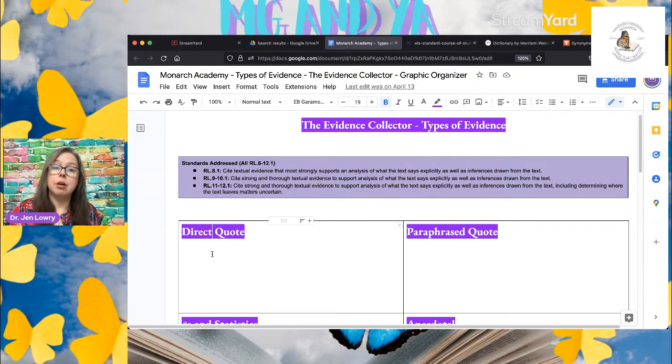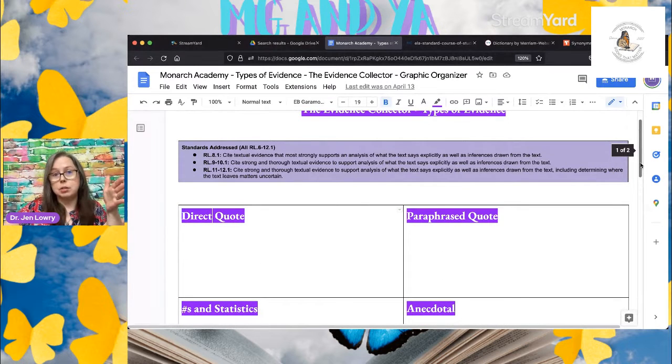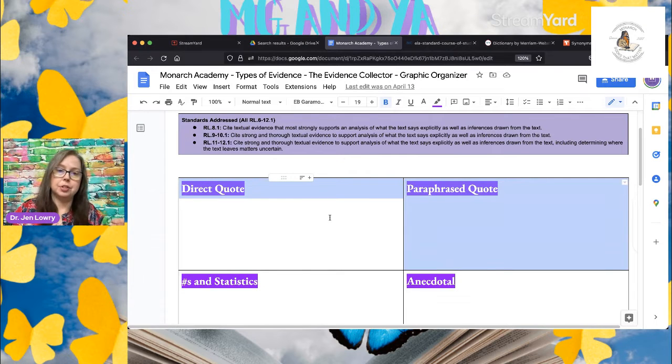You also have another evidence collector that doesn't have the 4 boxes. It just has your straight across boxes that you might like that type of organization better. So check out the evidence collector. See which one that you like, which one you feel the most comfortable with. This one can really help you when you're working with informational text and your text sets too. So I do want you to practice using this one and see which one you like. All right, so for literature, the top 2, in my opinion, are going to be the ones that you're going to use.